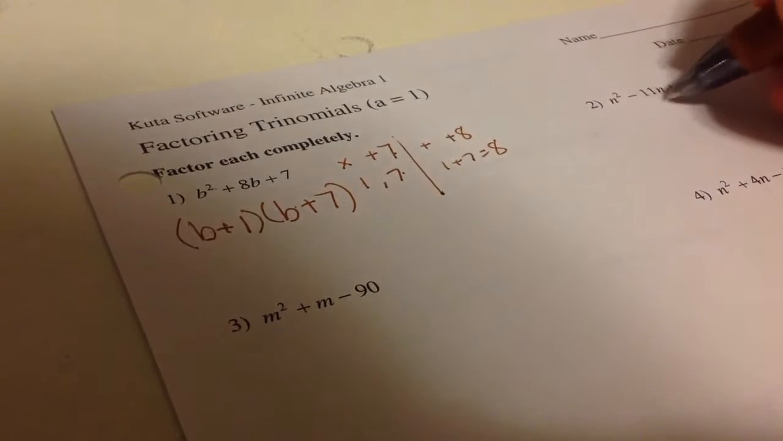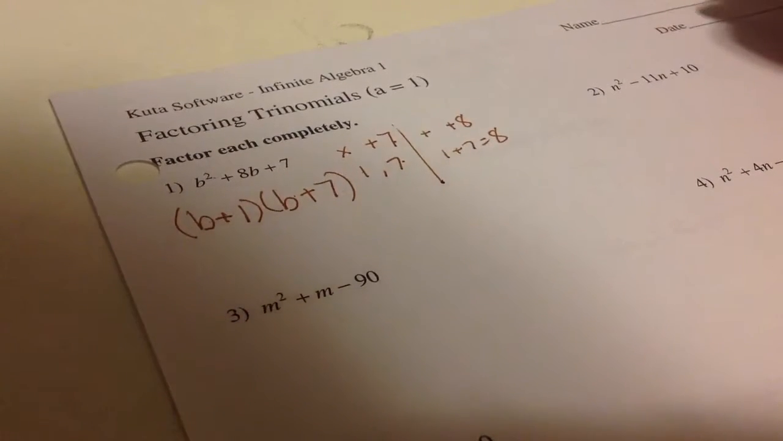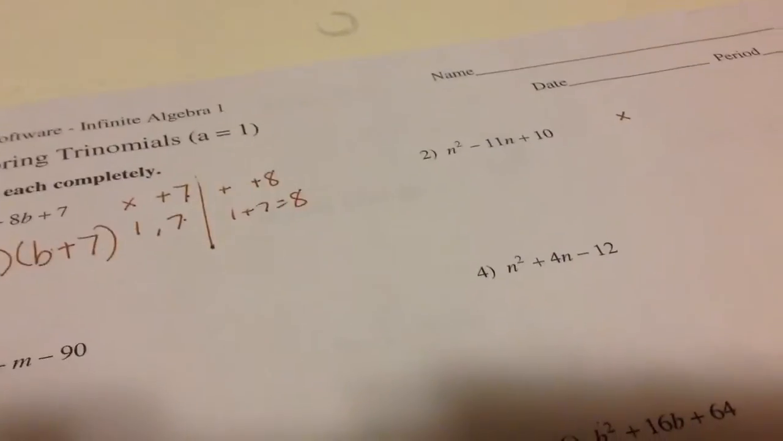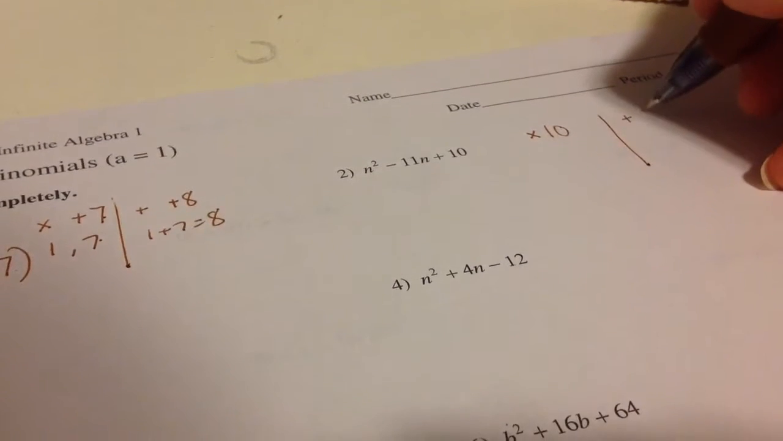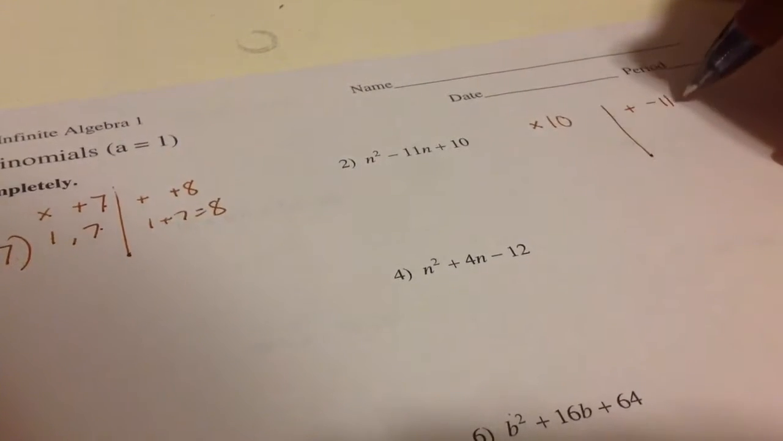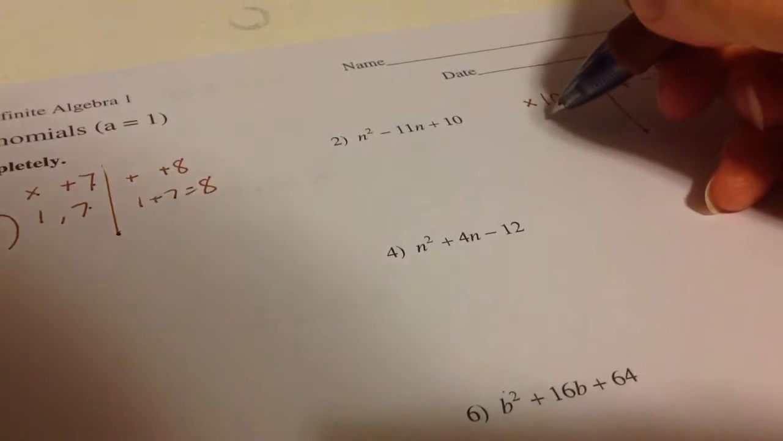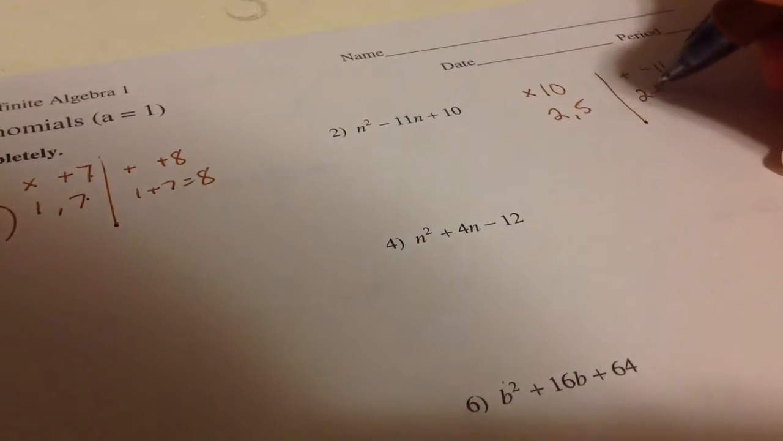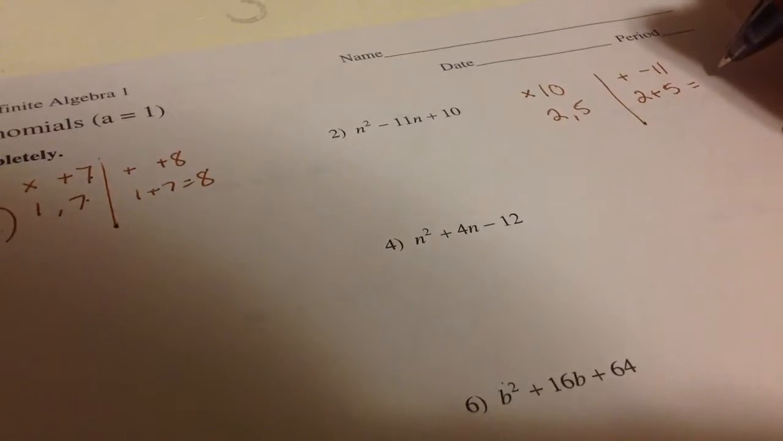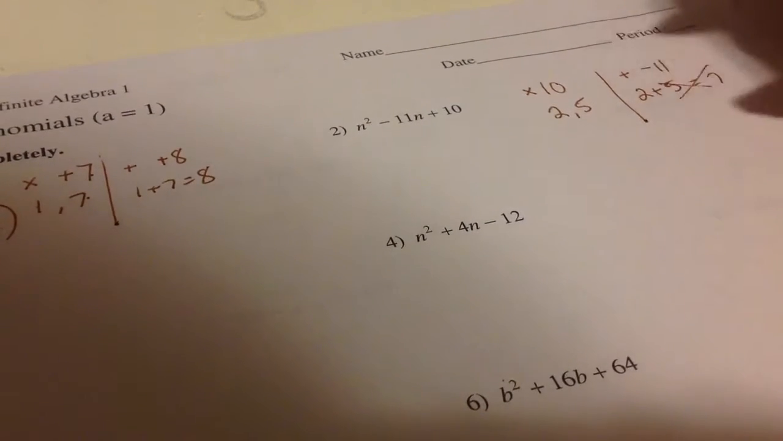Alright, same thing over here. So you look at this last term first. I want to say, what numbers can I multiply to get 10, but then when I add them together, I get negative 11. So 2 and 5 would give me 10 when I multiply them, but if I add 2 and 5 together, I'm going to get 7. So that's not going to work.